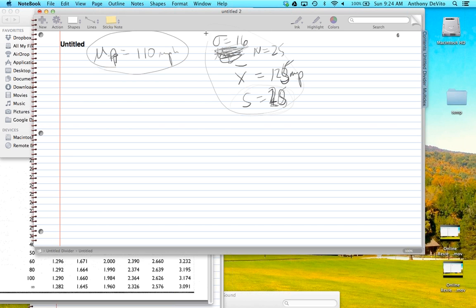So now, if I wanted to compare a known mean of 110 miles per hour to another situation I think is a different population, a group that has a different mean, right? Well, I want to compare these two. I have a single sample, and I'm comparing it to a known value. Let's see how this distribution would look.